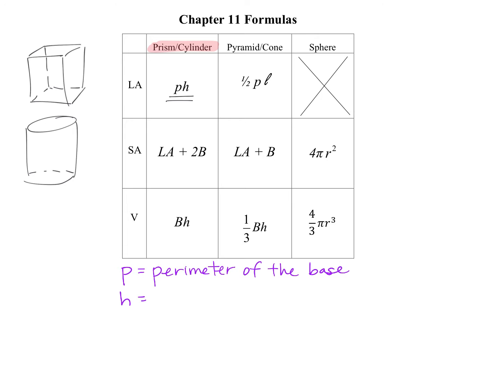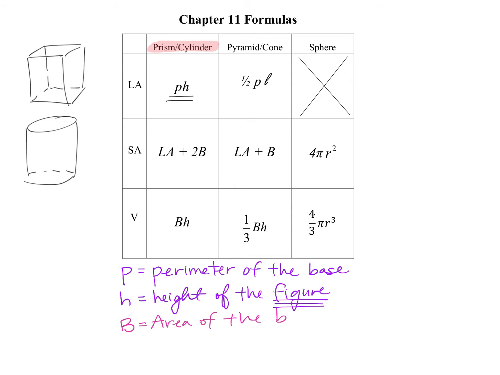When you see H in a formula, what does it typically mean? Height, okay? In this formula sheet, it means the height of the figure, okay? Not the height of the base, the height of the whole figure. When you see a capital B on this formula sheet, it means the area of the base. Okay, so if you see a capital B, you need to think area of the base.